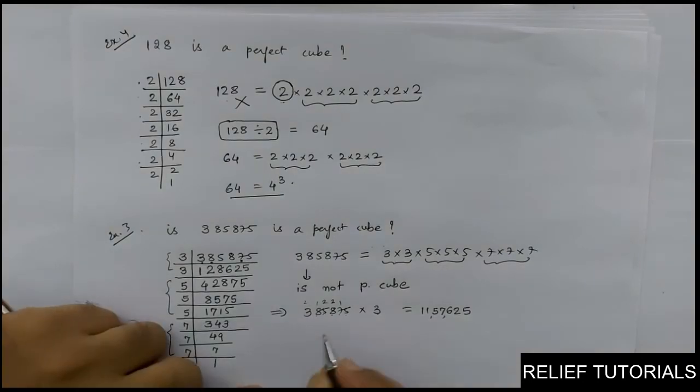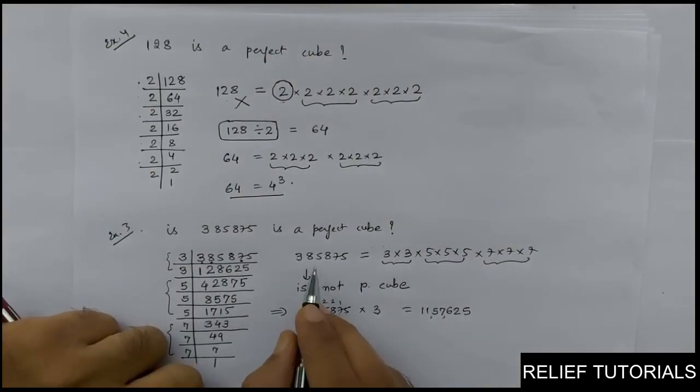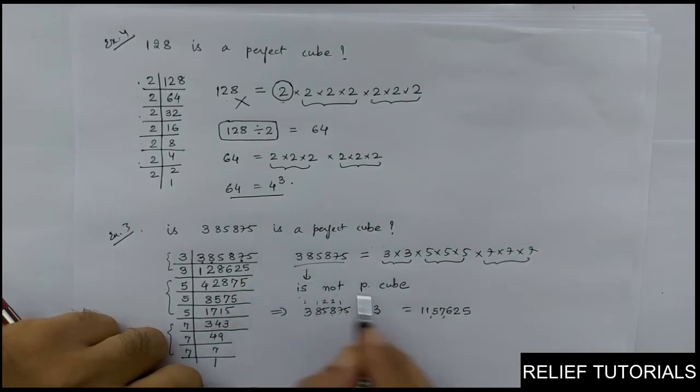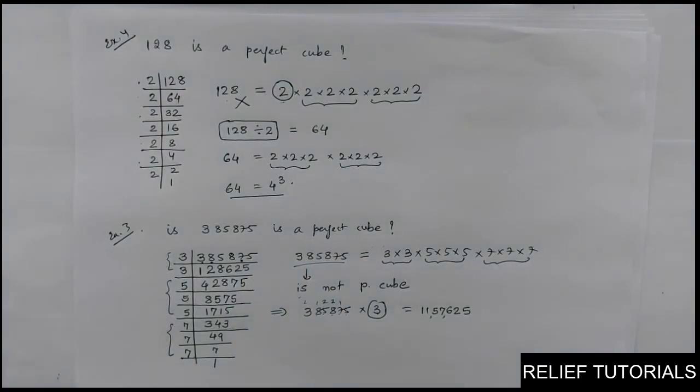But you just have to answer that 385875 is not a perfect cube, and it should be multiplied by 3 so that it becomes a perfect cube number.